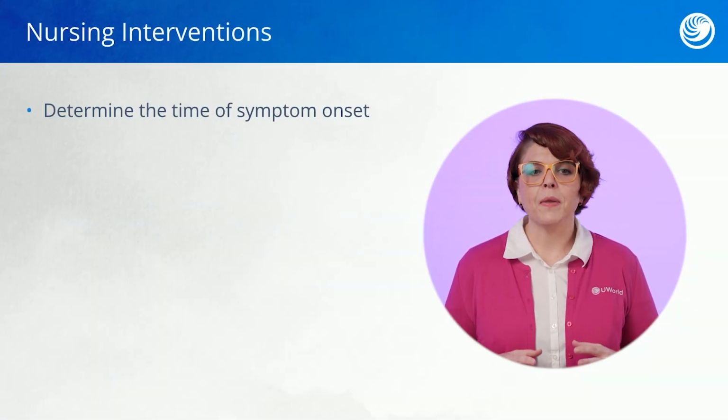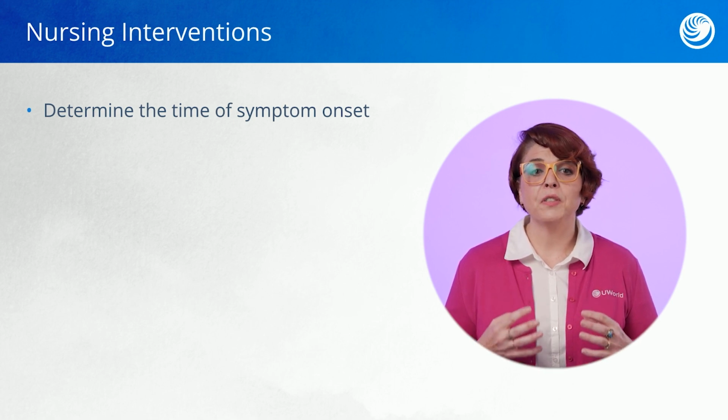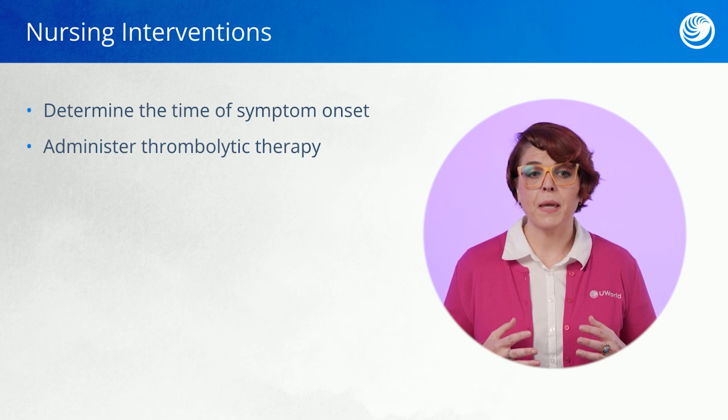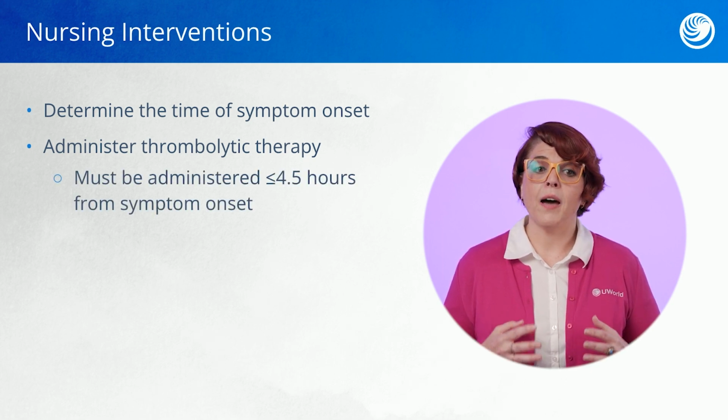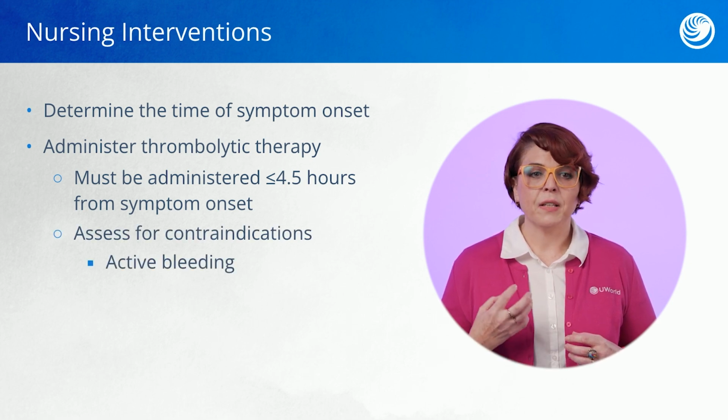Let's talk about the nursing interventions involved in ischemic stroke. Again, we have to determine that time of symptom onset, and this is because physicians cannot give TPA or thrombolytic therapy unless it's been under 4.5 hours. We're also going to assess for contraindications regarding TPA. Is the patient actively bleeding?